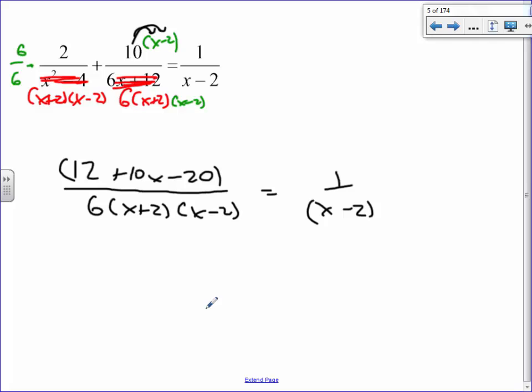Did I lose anybody? One more thing, and sometimes I'm just going to erase and write over top just because it's easier. Up here, there's a couple of like terms I can put together. I may as well take the 12 and the minus 20 and put them together and make it a minus 8, and just go right to that step.